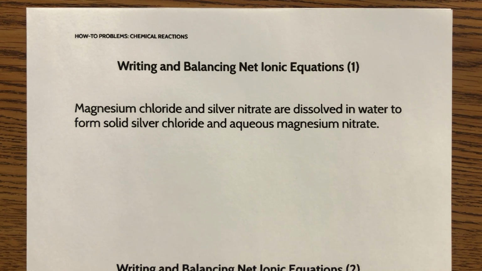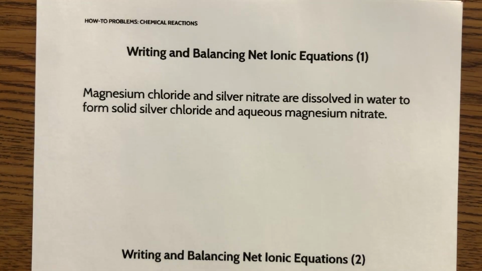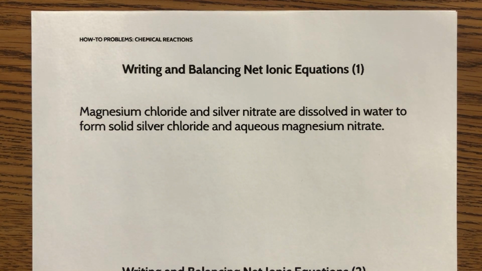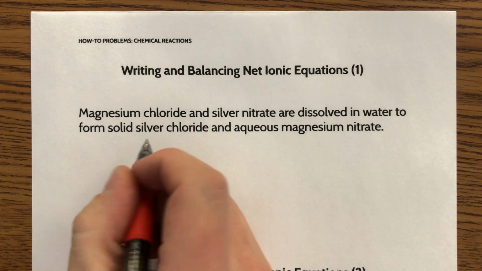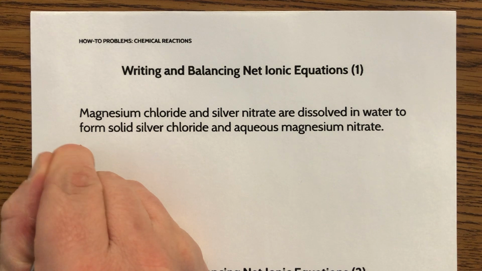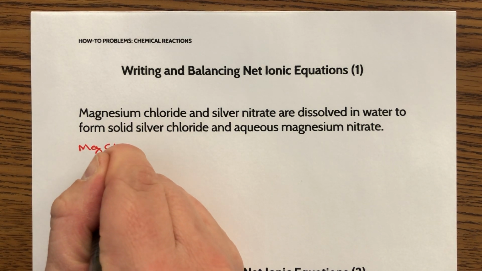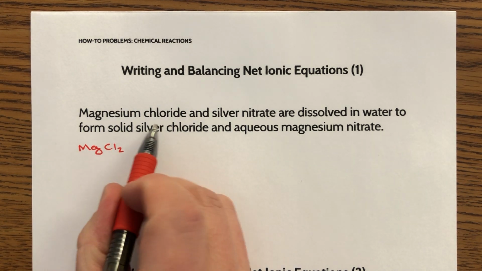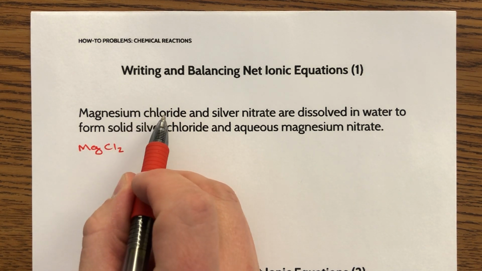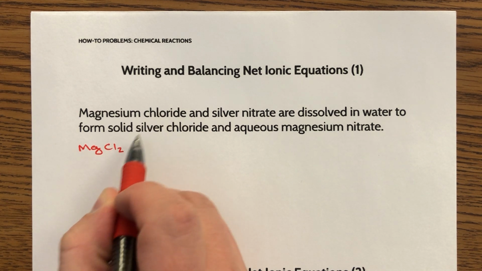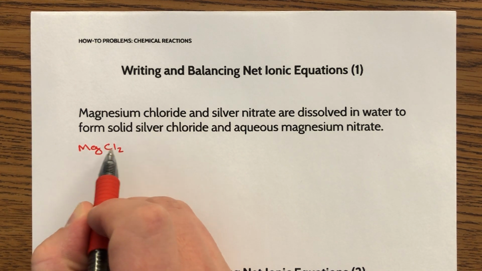Now we have magnesium chloride and silver nitrate dissolved in water to form solid silver chloride and aqueous magnesium nitrate. When we're writing this out, we're going to incorporate some new concepts into what we already know about writing equations. So let's do this. We have magnesium chloride, so MgCl, and I imagine there's going to be two chlorides on that one, because magnesium is going to give away 2 electrons, and chlorine can only accept 1 electron, so we have to have 2 of them.